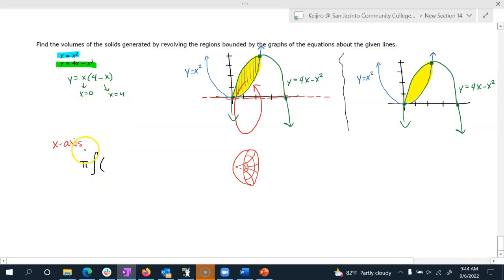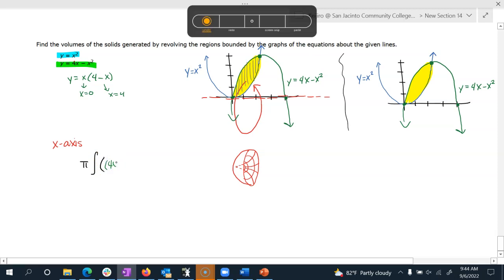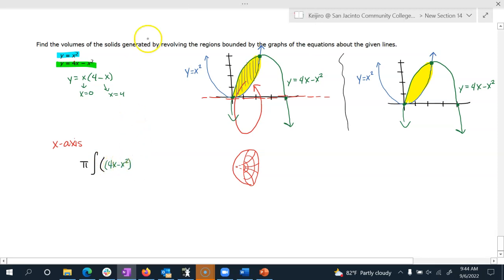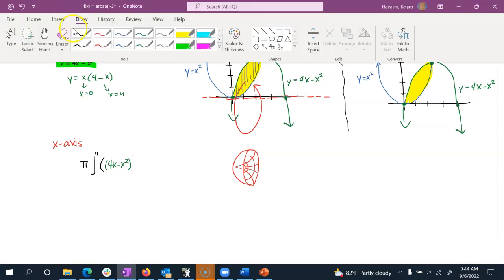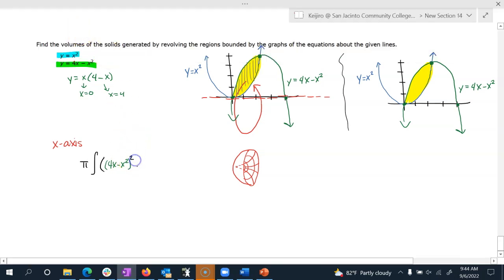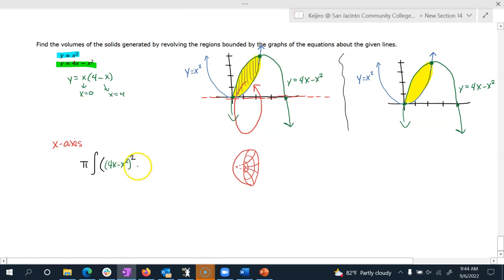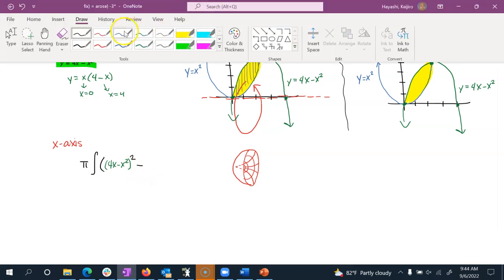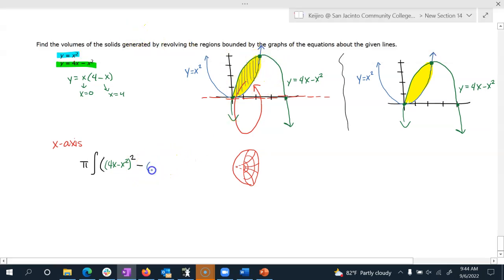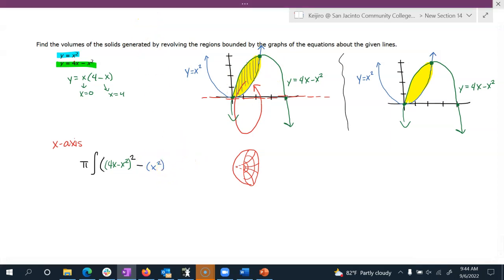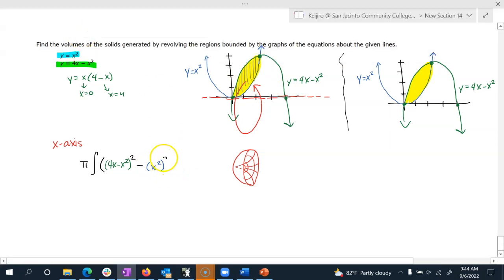So that is 4x minus x squared, squared. That's your outer radius squared. Minus your inner radius squared. Your inner radius is clearly this blue parabola here. So that's x squared, and that gets squared. dx.